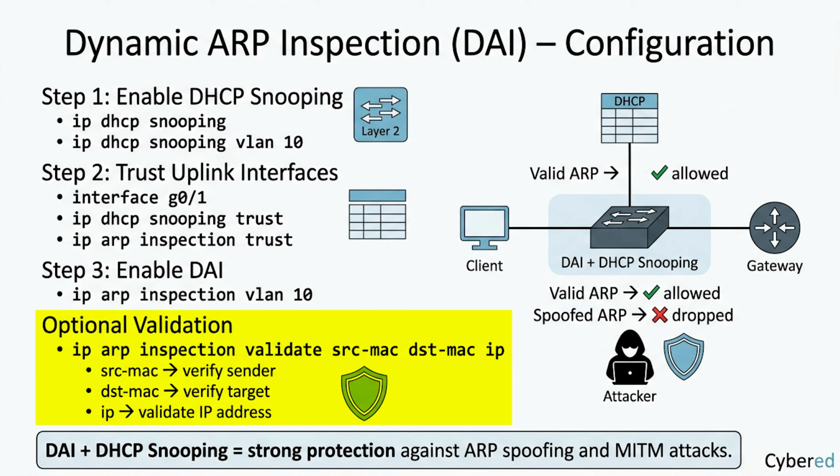SRC MAC checks the sender MAC. DST MAC checks the target MAC, and IP validates IP addresses. Key takeaway: DAI protects your network by verifying ARP traffic, blocking spoofed packets, and preventing man-in-the-middle attacks. Combined with DHCP Snooping, it provides strong layer 2 security.